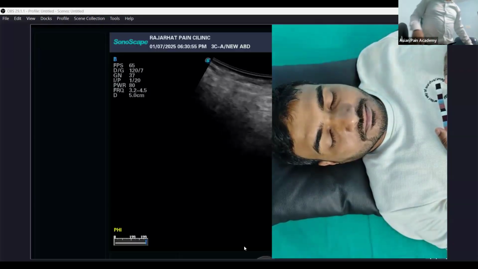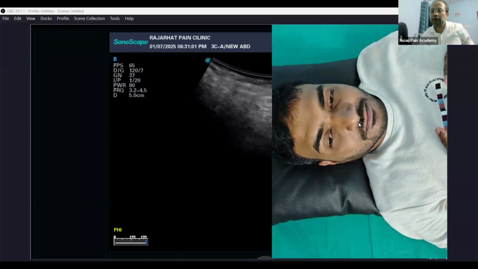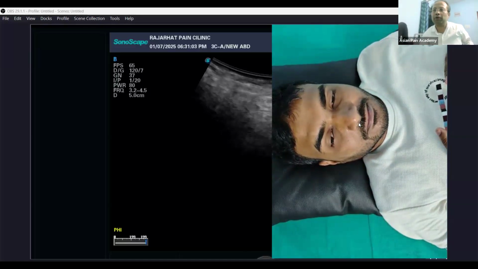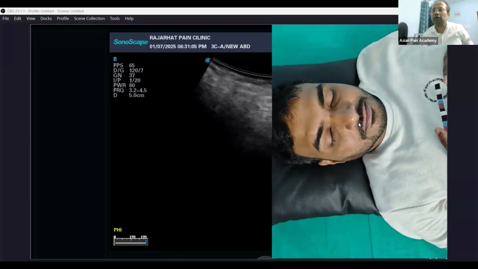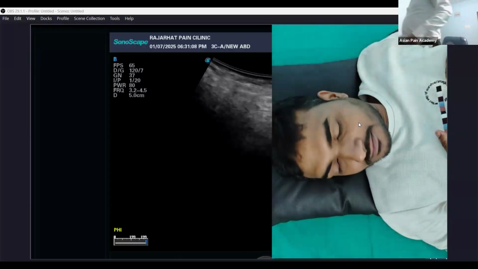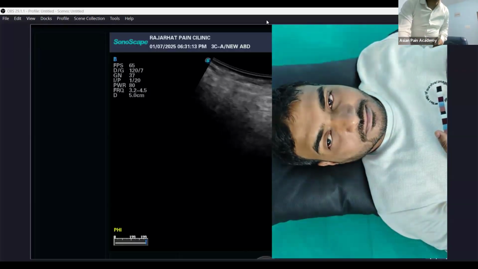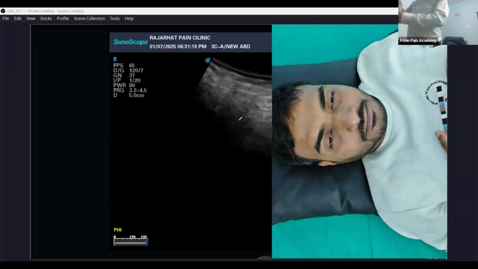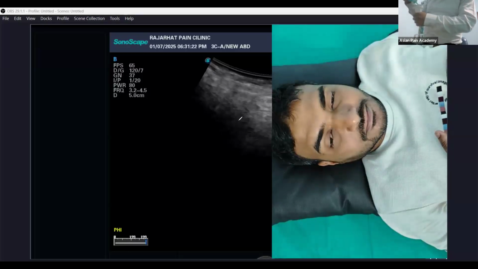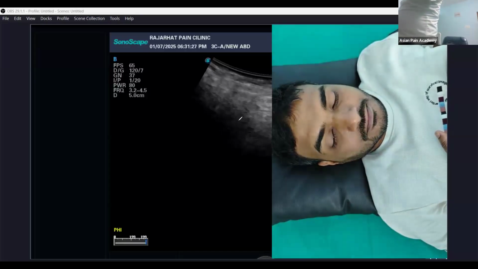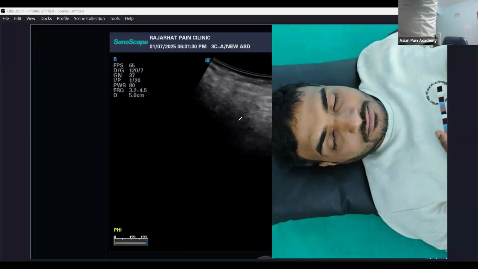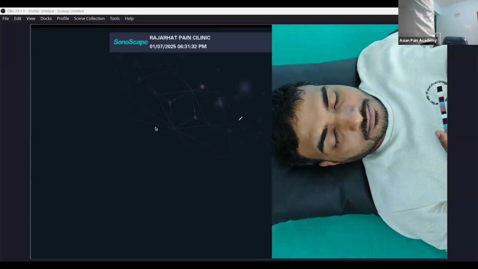Okay. So I will first find the supratrochlear and supraorbital nerve. For this reason, I will take the linear probe only. Okay, I will take the linear probe.